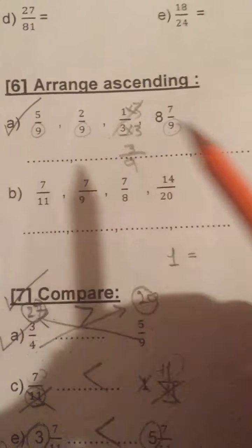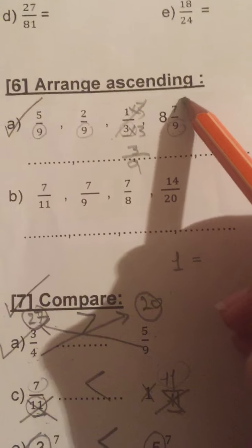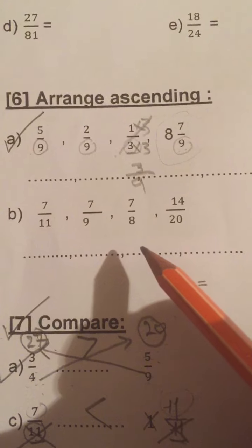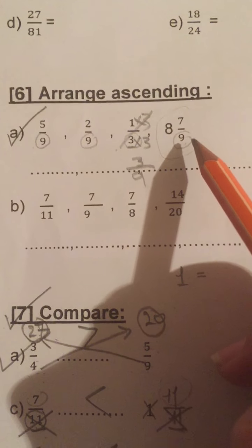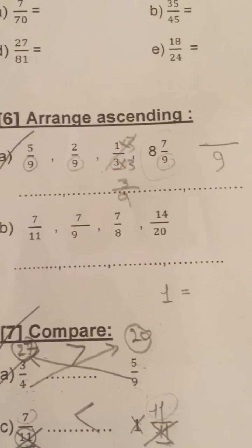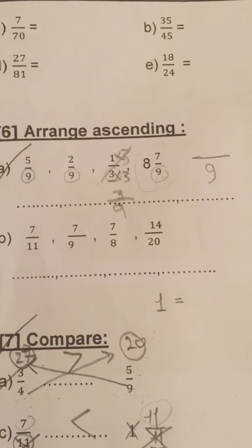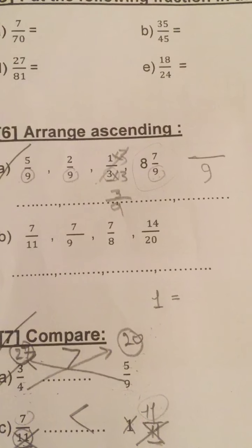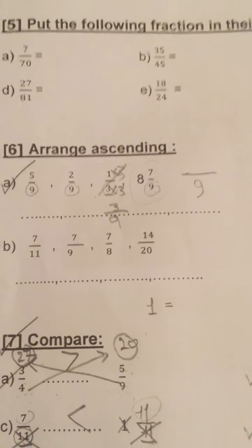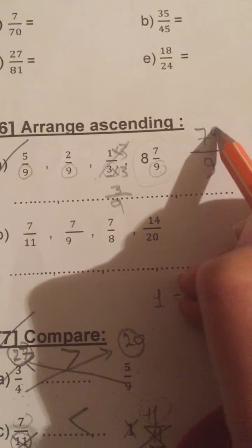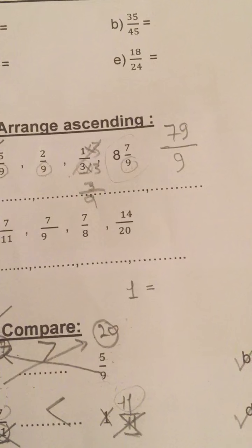Now all of the denominators are the same, but here I have a mixed number. So I can change the mixed number into an improper fraction. Put the denominator as it is, which is 9. 8 times 9, 72. 72 plus 7, put 72 in your mind and 7 in your fingers. 73, 74, 75, 76, 77, 78, 79. So it's going to be 79 over 9.